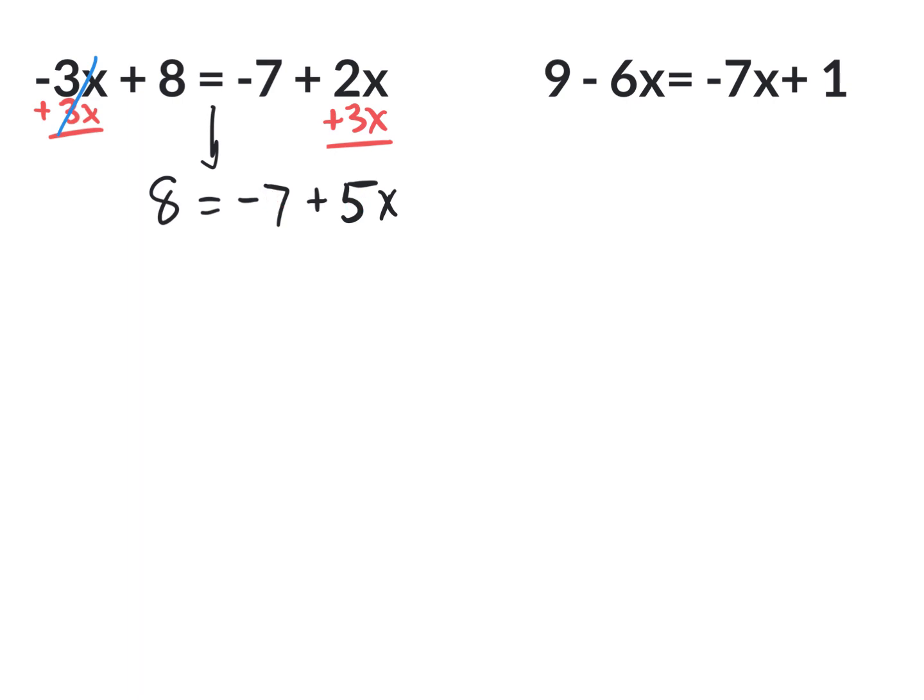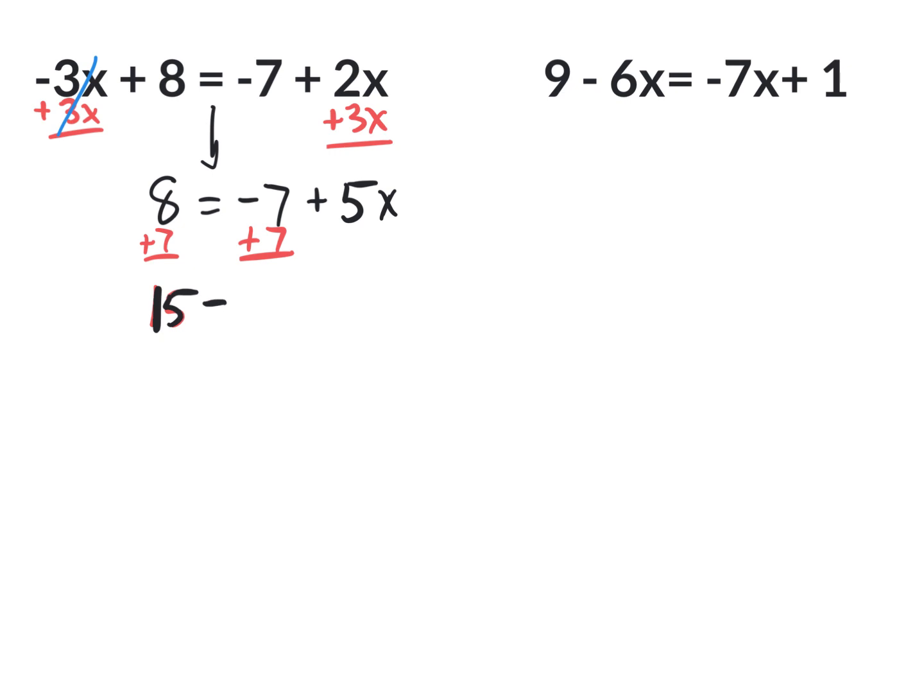The question is, which one do you get rid of first? Well, remember, x is what's important. The 5 is with the x, kind of important. The negative 7 is all by itself. Get rid of that one first. How do you get rid of the negative 7? By doing the opposite, which is adding 7, or positive 7. And what you do to one side of the equal sign, you must do to the other side of the equal sign to maintain the equality. 8 plus 7 is 15.